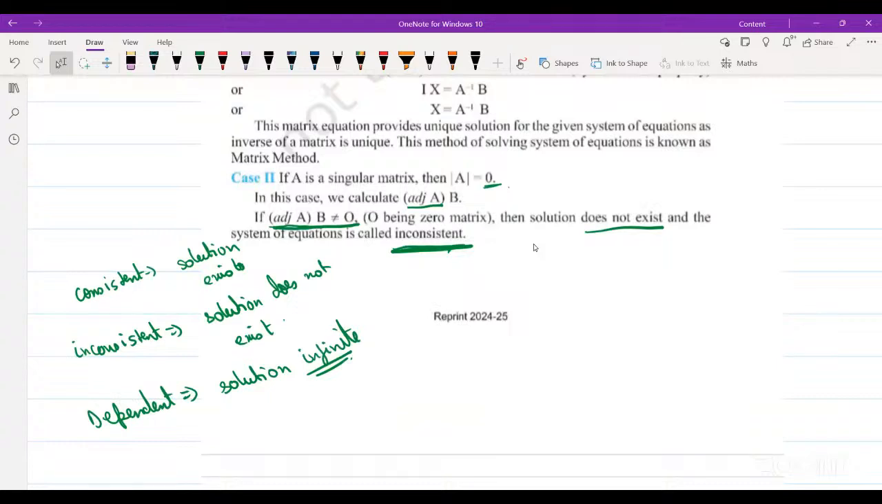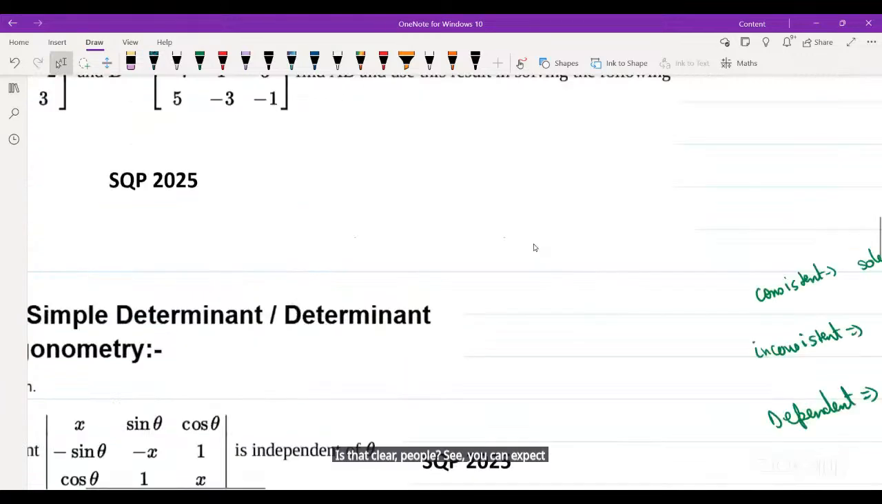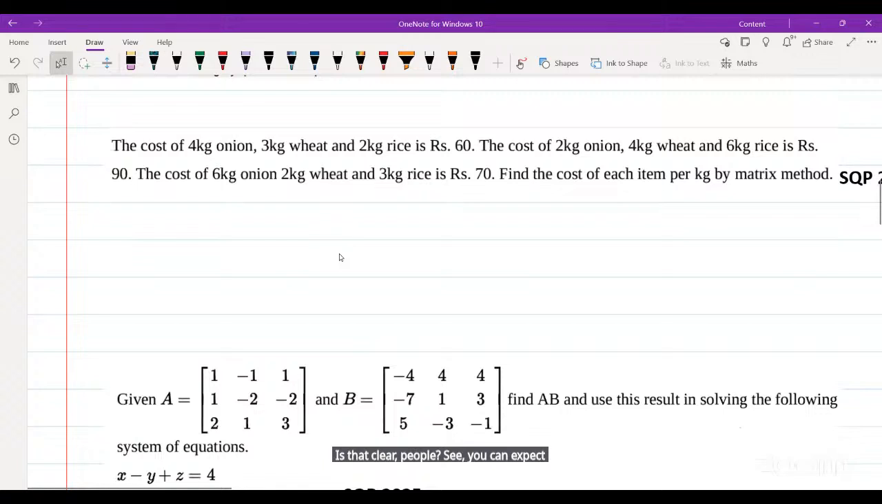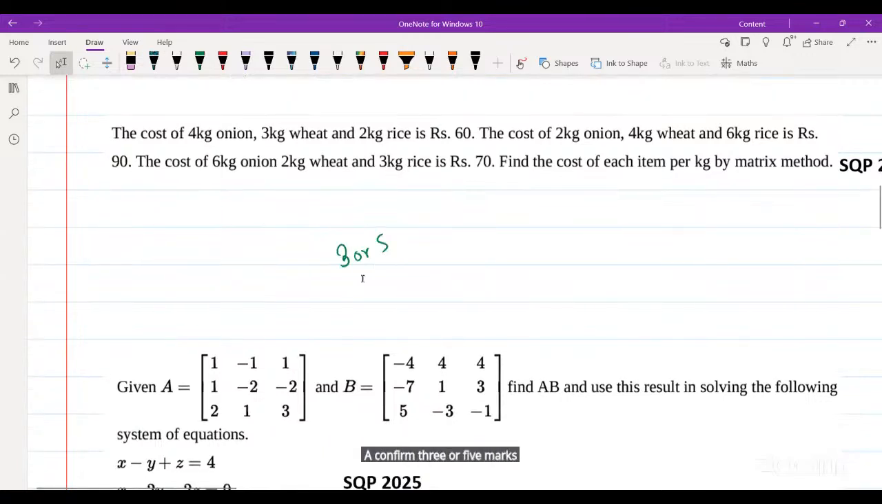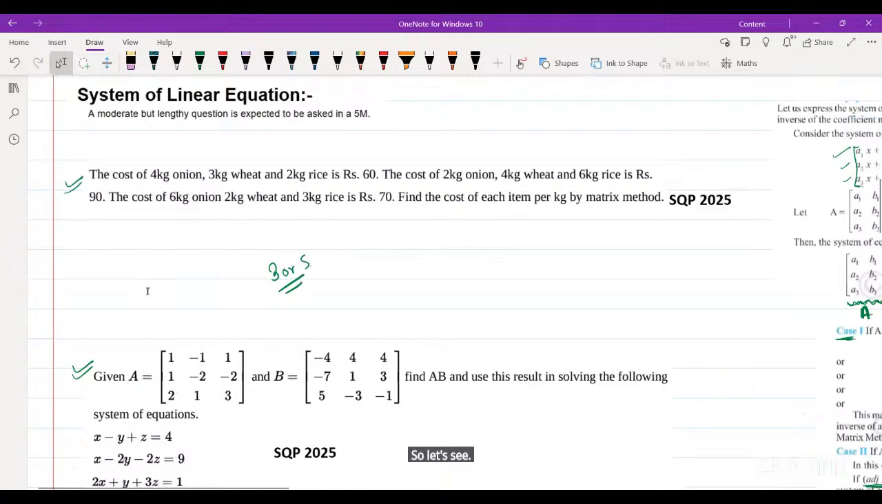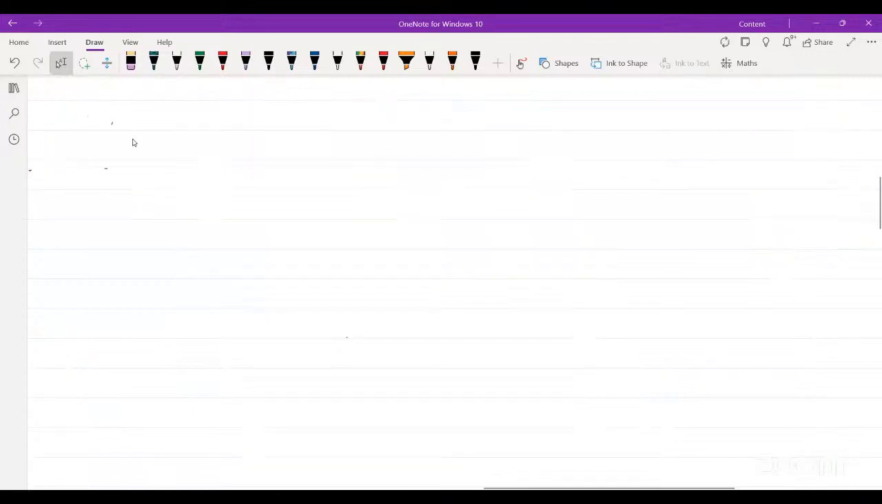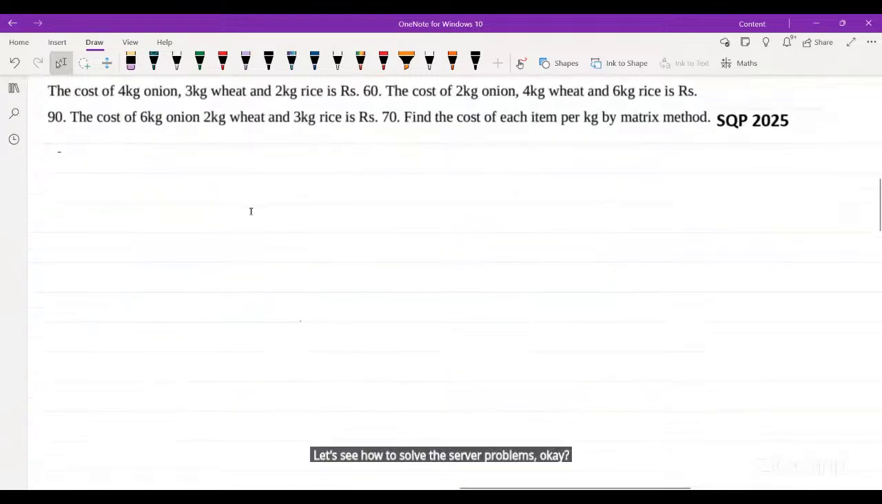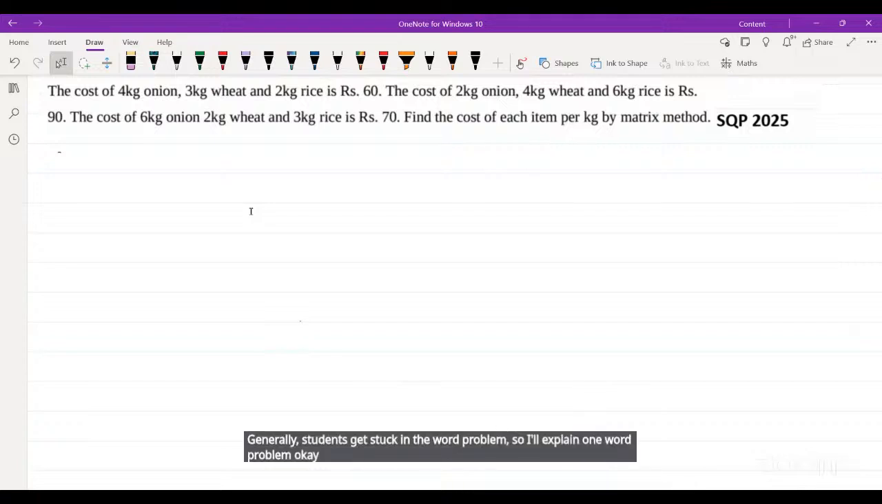See, you can expect a confirmed 3 or 5 marks question either from this word problem or directly from system of equations. Also, let's solve only one, and the others you can solve at home. Let's see how to solve this type of problems. Generally, students get stuck in the word problem, so I'll explain one word problem. And then you can practice more at home.